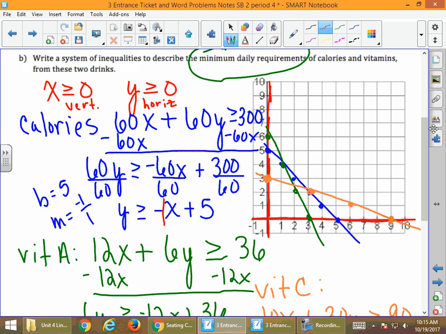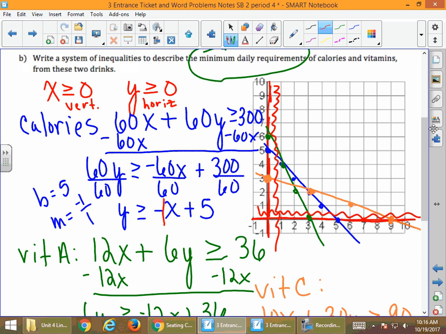For x is greater than or equal to 0, we're either going to shade to the right or to the left, and we really can only shade to the right. It makes sense because we want to have positive drinks. And the same thing with the horizontal: we're either going to shade above or below the line, but we need to have positive values. I'm only going to do one of them for time purposes.